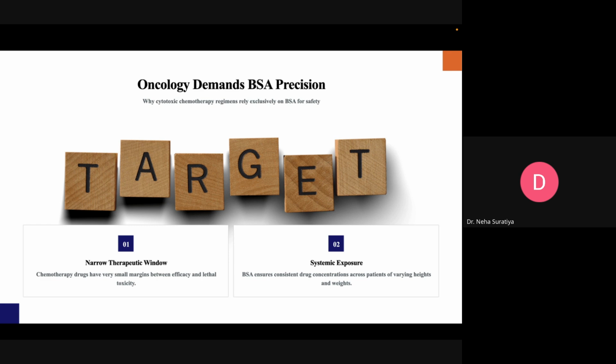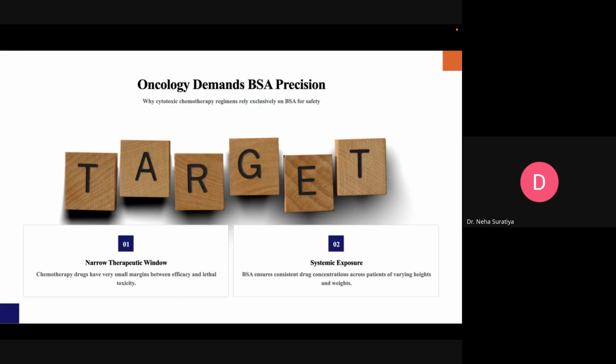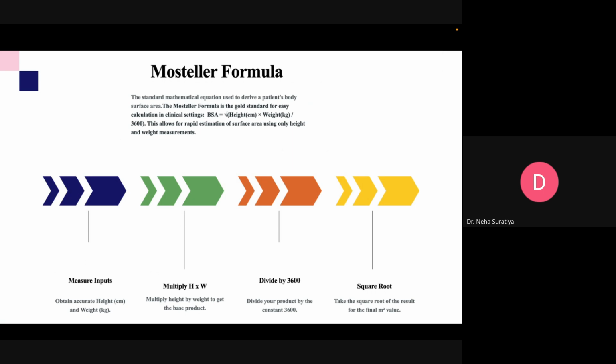Why do cytotoxic chemotherapy regimens rely exclusively on BSA for safety? That is the commonest question asked by recruiters while you are interviewing for a clinical pharmacist post. You need to understand the narrow therapeutic window range of the drugs, and you need to achieve systematic exposure. BSA ensures consistent drug concentration is applied across patients of different heights and different weights. This is the meaning of BSA. Now let's come to the formula. We know the importance, we know the why behind it. Now we are here with the formula, how to calculate it.